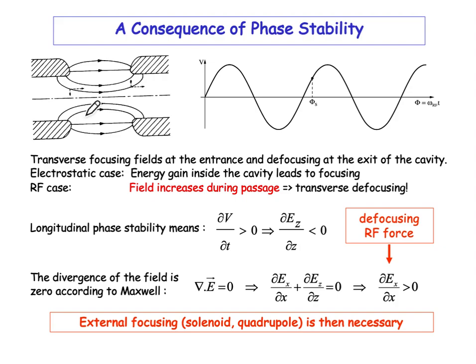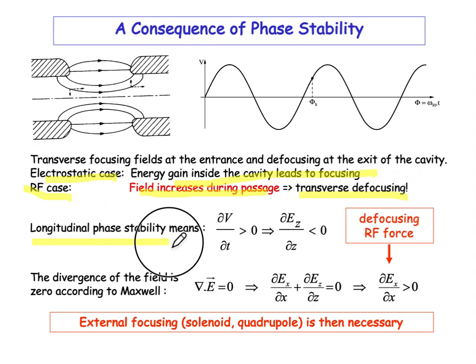So at the entrance, the field is focusing, and at the exit it has to be defocusing. In the electrostatic case, the energy gained inside the cavity leads to a focusing effect. In the RF (radio frequency) case, the field increases during the passage, so that is a transverse defocusing.